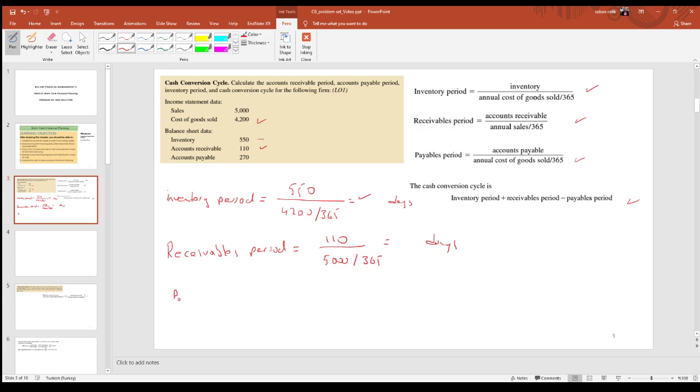And the payables period will be equal to accounts payable, here 270, divided by annual cost of goods sold per day. So again 4,200 divided by 365. So if you calculate each of these, then plug the figures in this equation and find the cash conversion cycle. I skipped this part. I left this for you to complete this problem.